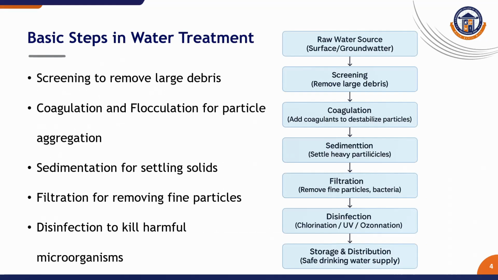Next, the basic steps in water treatment. First, the treatment unit is screening, the first line of defense. Here, the large floating objects like leaves, plastics, and even dead animals are removed through mechanical screens. Next, the coagulation and flocculation. Tiny particles that don't settle easily are clumped together into larger aggregates called flocks, making them easier to remove. Sedimentation, the heavier flocks are allowed to settle naturally under gravity.